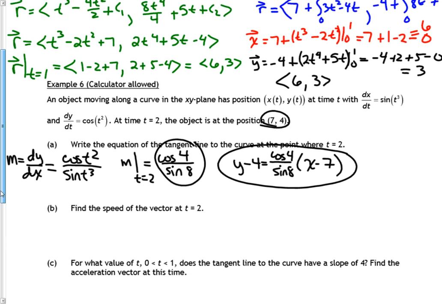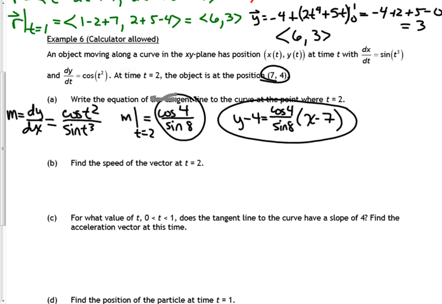Next, we have a speed question. Again, speed is going to be a number. It's the magnitude of the velocity, and we want that at 2. Well, we have the two components. We've already done that in part A. We know the rate of change of y at 2 is cosine 4, and we know the rate of change of x at 2 is sine 8. So all we're going to do is work that out.